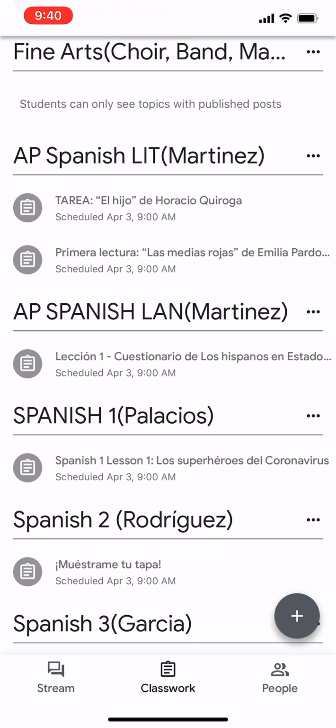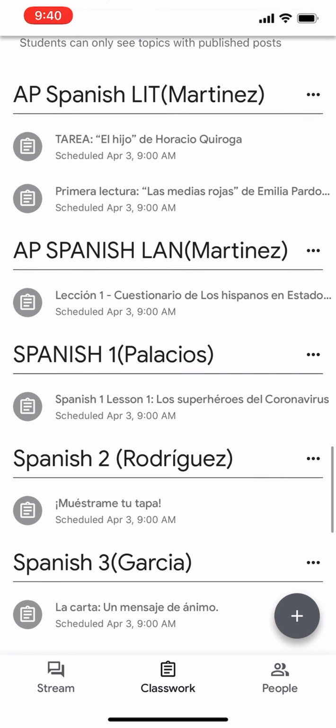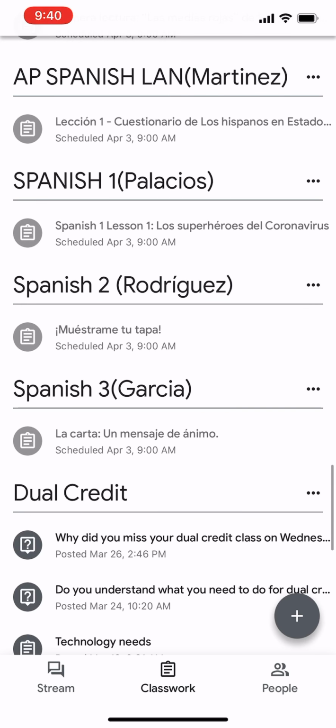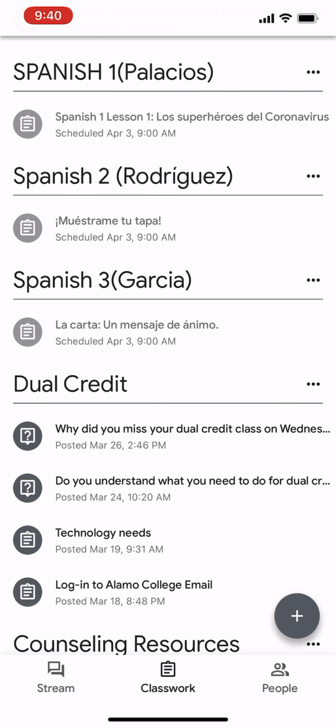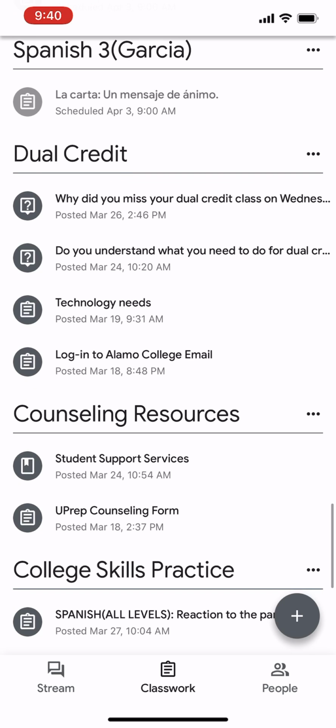They're scheduled. As well for AP Spanish Language with Ms. Martinez. If you're in Spanish with Ms. Palacios, you're looking at Palacios. If you're in Spanish with Rodriguez, look at Rodriguez. Garcia, look at Garcia. If you're in dual credit, you're doing the dual credit here. Now, if you don't have any fine arts and your class is dual credit, do not worry about the fine arts. You're not doing that.